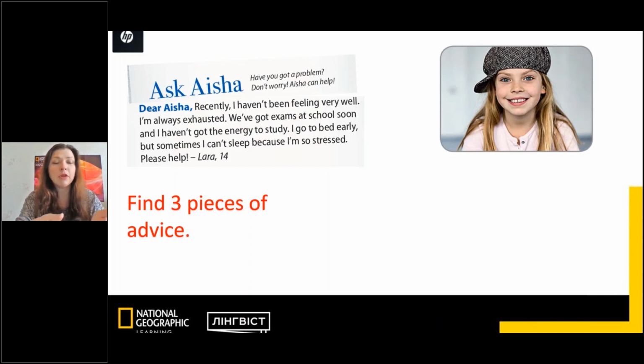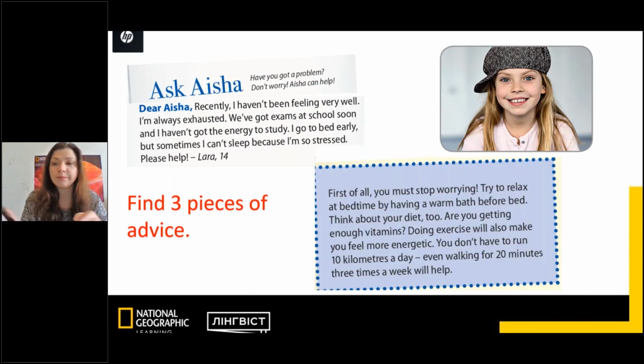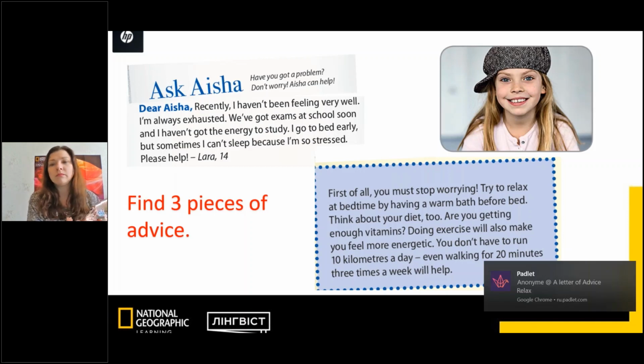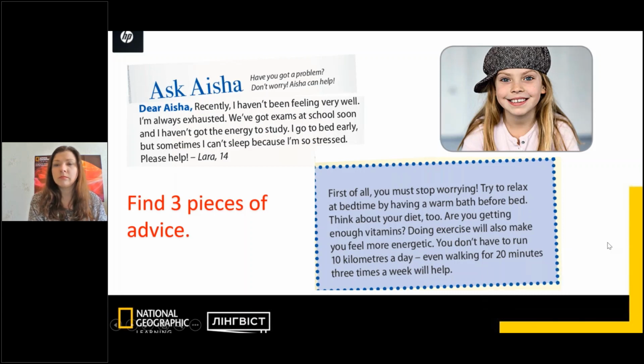First of all, you must stop worrying. Try to relax at bedtime by having a warm bath before bed. Think about your diet too. Are you getting enough vitamins? Doing exercise will also make you feel more energetic. You don't have to run 10 kilometers a day. Even walking for 20 minutes 3 times a week will help.